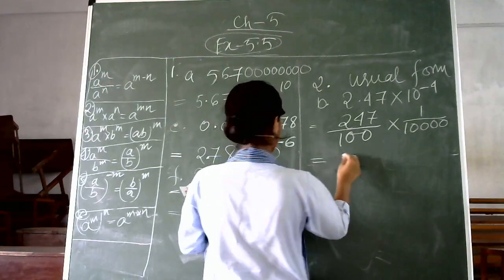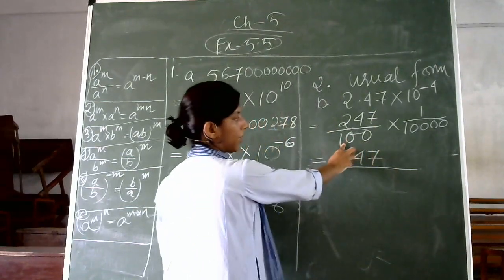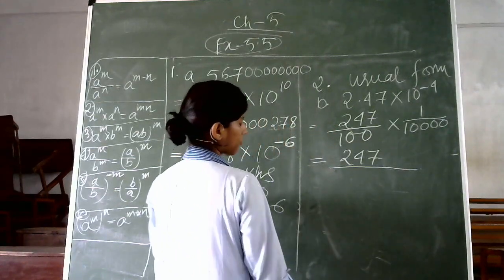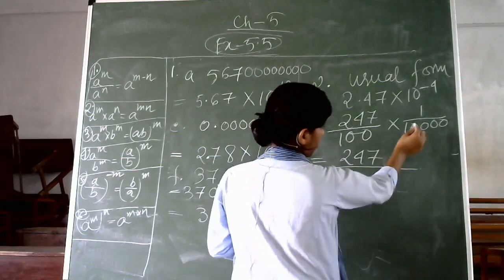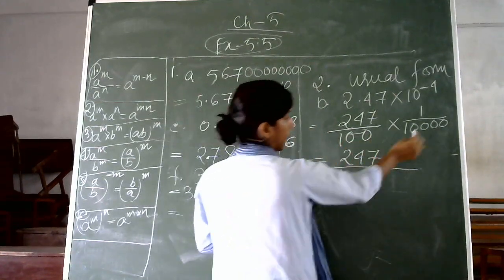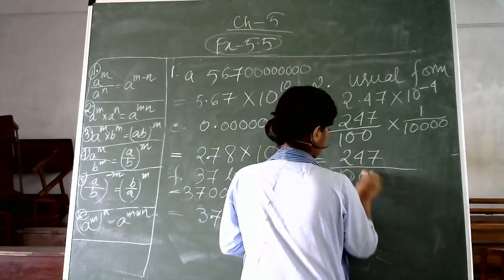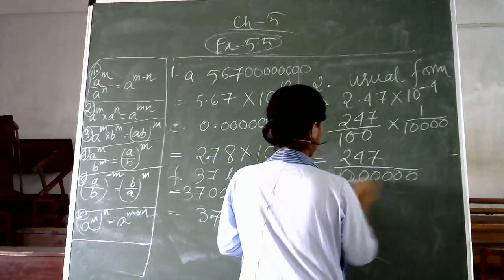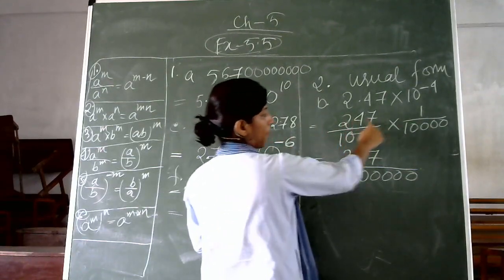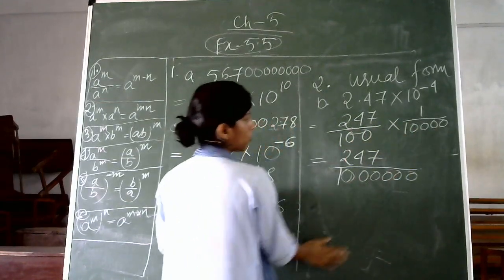So you see, then what is it? 247. Now here I have 100. Here I have 1, 2, 3, 4, 10,000, right? So altogether how many zeros? 1, 2, 3, 4, 5, 6. Here 2 and here 4. So I'll be writing 6 zeros. Fine. So 247 into 1 is 247 and 100 into 10,000 is this one. So this is your answer.